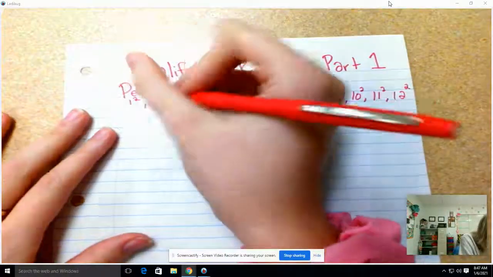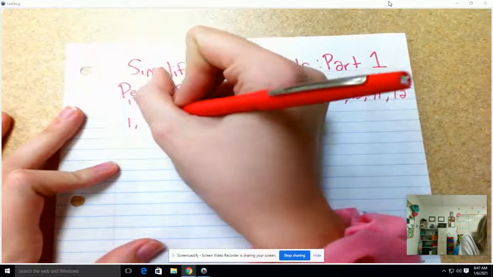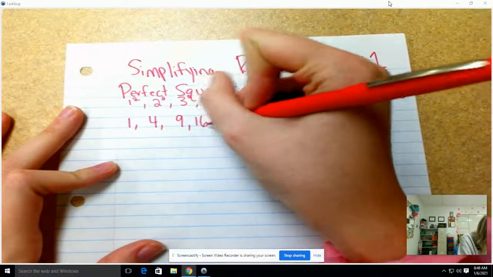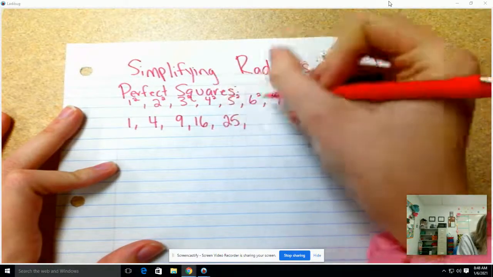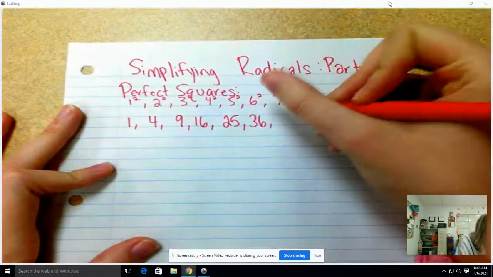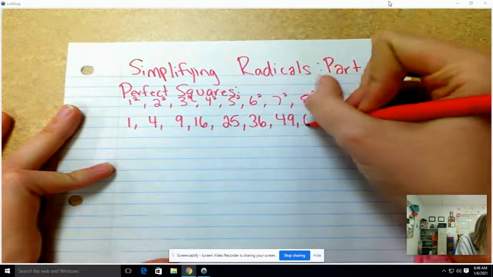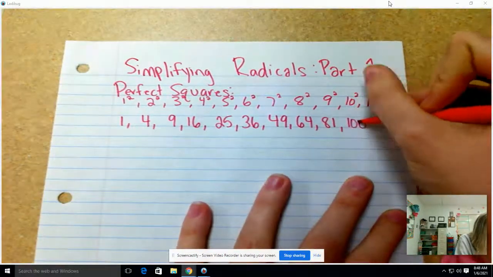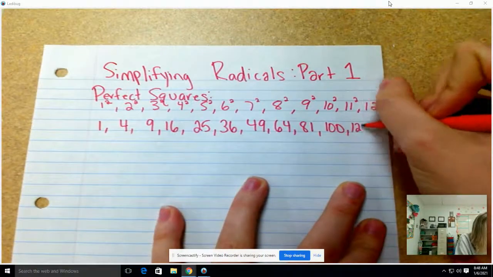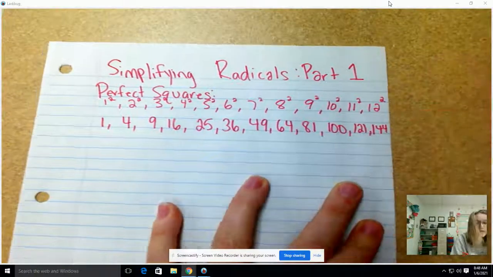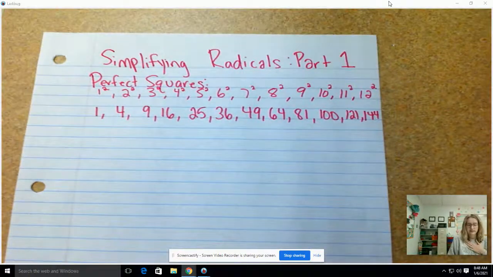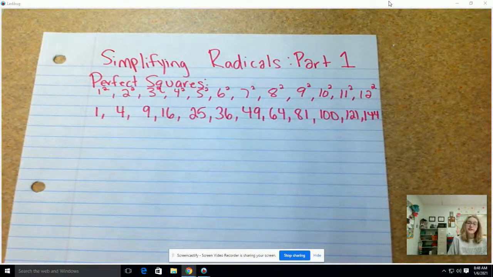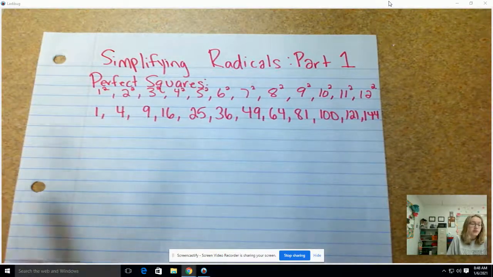Like 1 squared, I think we can all agree is 1. 2 squared is 4. 3 squared is 9. 4 squared is 16. 5 squared is 25. 6 squared is 36. 7 squared is 49. 64. 81. 100, 121, and 144. These are the most common ones. Again, you might even go up to 15 and say those are the most common ones, but you definitely should have quick recall abilities through 1 through 12.